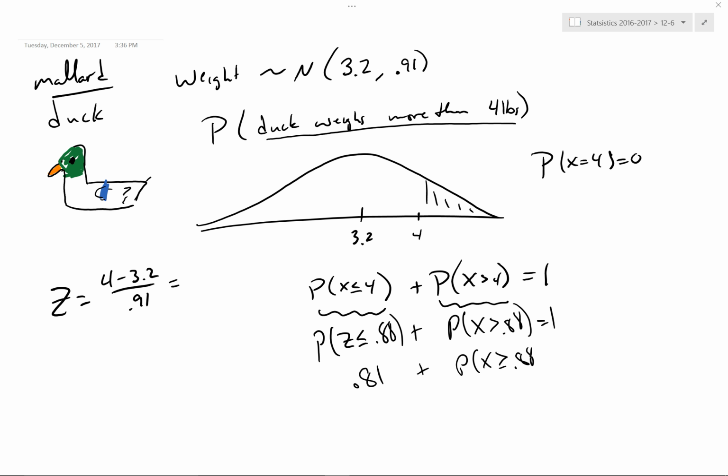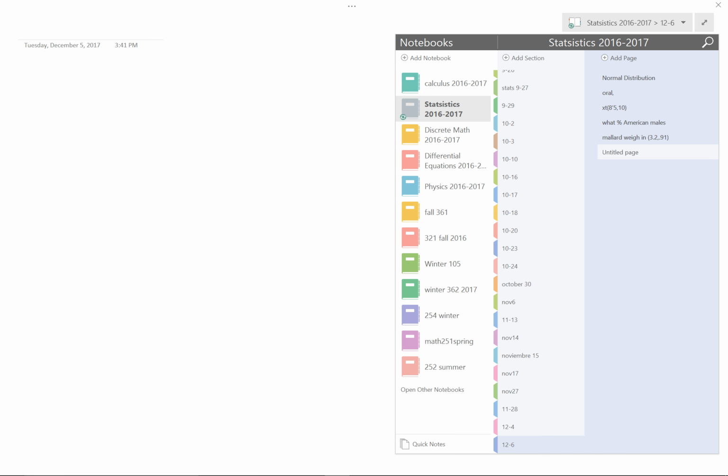It's whether I put the equal there or not, it's unimportant. So if I subtract it over there, I get about 19%. That's the answer that you seek. This is 19%. This is 81%. Piece of cake. In other words, 19% of all mallard ducks weigh in excess of 4 pounds. That's what we're saying. We'll do that problem.